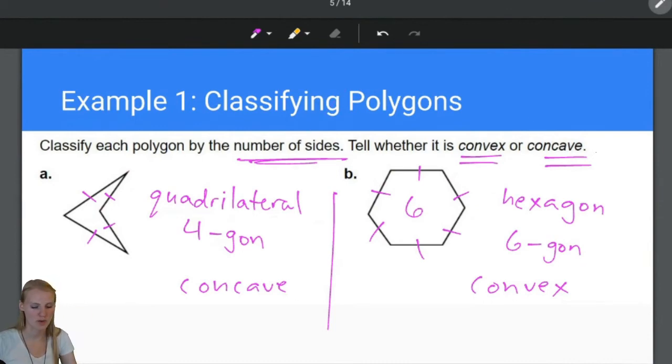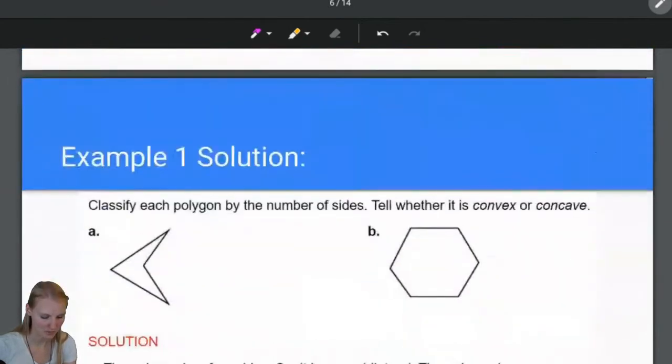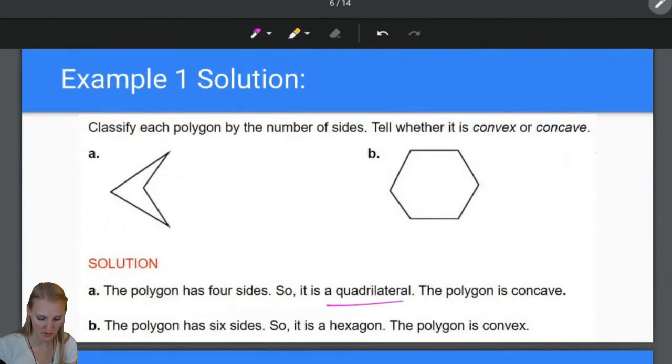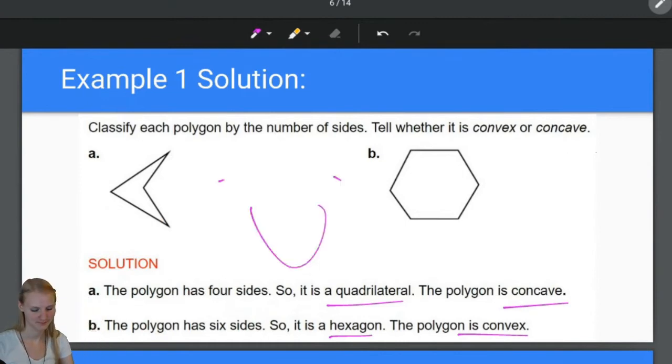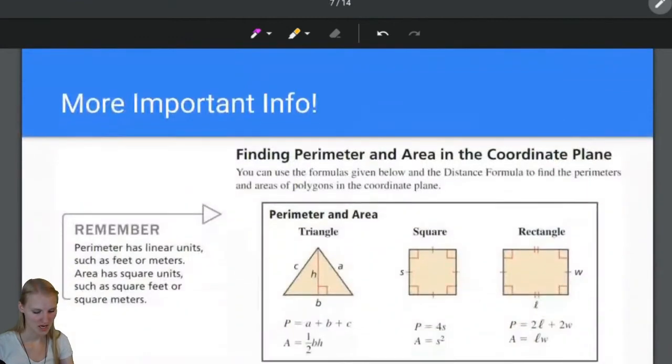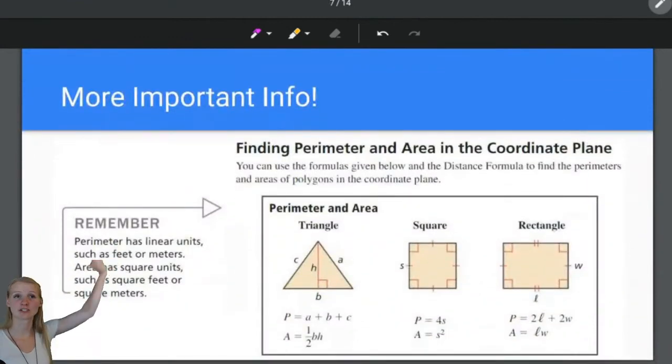So we are done with part B. Check and make sure we were correct. Quadrilateral, concave, hexagon, convex. Boom! We were right. Okay. Now, that was our polygon section of the lesson. Now we are going to talk about perimeter and area in the coordinate plane.